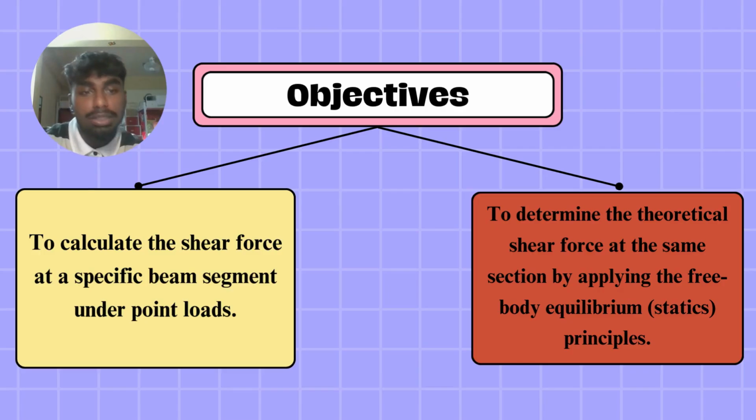Alright, let's take a look at the objectives of this experiment. First of all, to measure the shear force at a chosen section of a beam subjected to point loads. The second is to calculate the theoretical shear force at the same section using principles of statics, known as free body equilibrium. And the third is to compare the measured shear force with the theoretical value and hence assess the accuracy of the apparatus and the validity of equilibrium analysis.